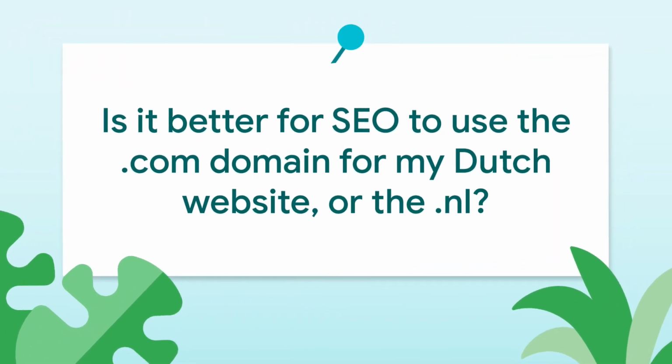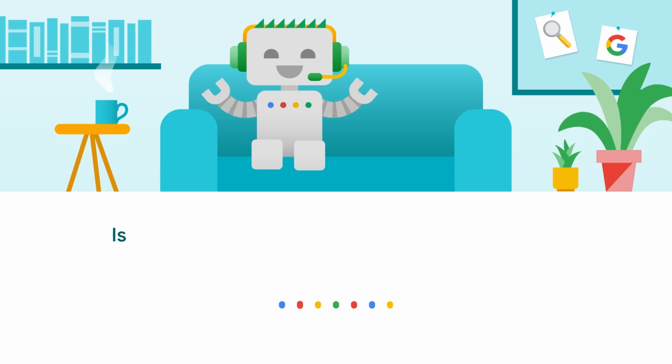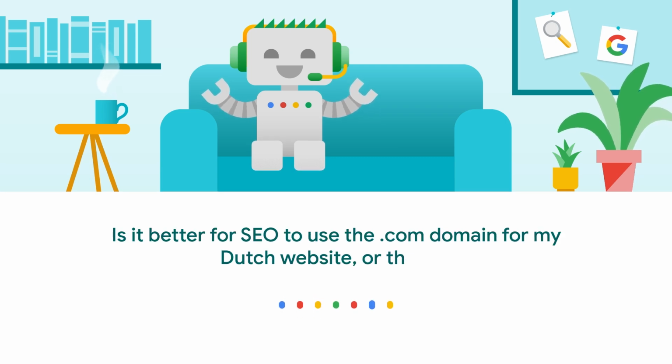Gel is asking, I have a Dutch website with a .nl domain and recently bought the .com domain as well. Is it better for SEO to use the .com domain for my Dutch website or the .nl? Well, big topic, but if at all possible, I'd stay on the .nl version of your domain name. For one, a site move can come with risks, so you generally only want to do them if you really have no other choice. And the second thing is that the .nl version is a very direct signal to all search engines that the site is local to the Netherlands. You don't get that benefit from the .com domains.